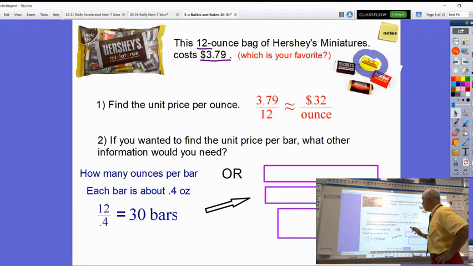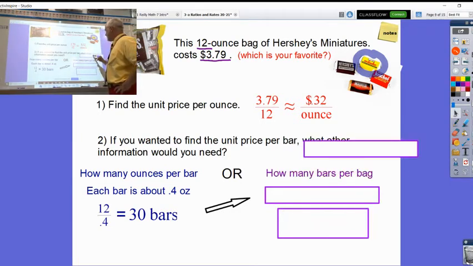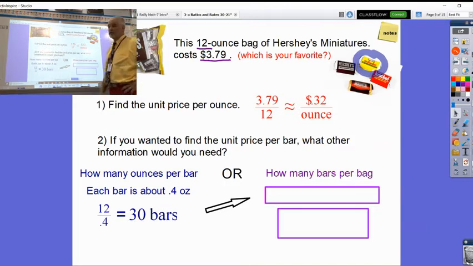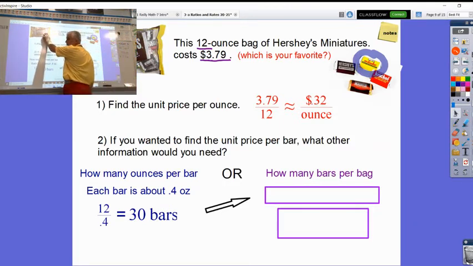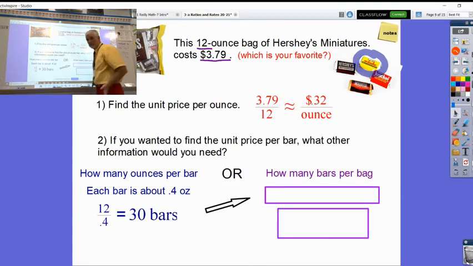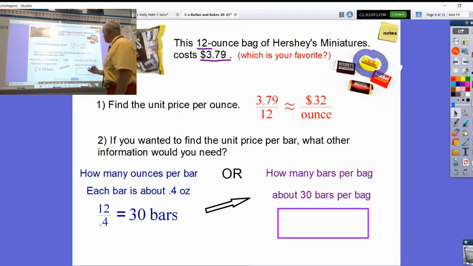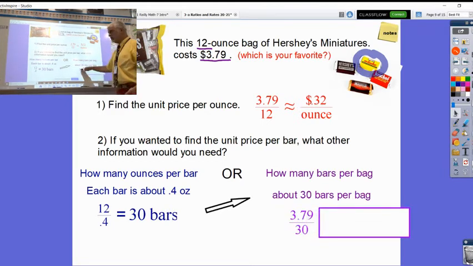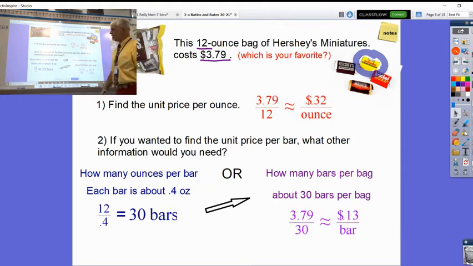A little more complicated. The other thing you could figure out is if they just told you how many bars were in the bag. Sometimes it'll say that on the packaging, about 35 servings or something like that. So it turns out this bag has about 30 bars, which we calculated over here, but that's a number you might be given. And then what's the price per bar? Well, you do $3.79 divided by 30. The price divided by the number of units, the number of bars, and it turns out that this package is about 13 cents per bar.